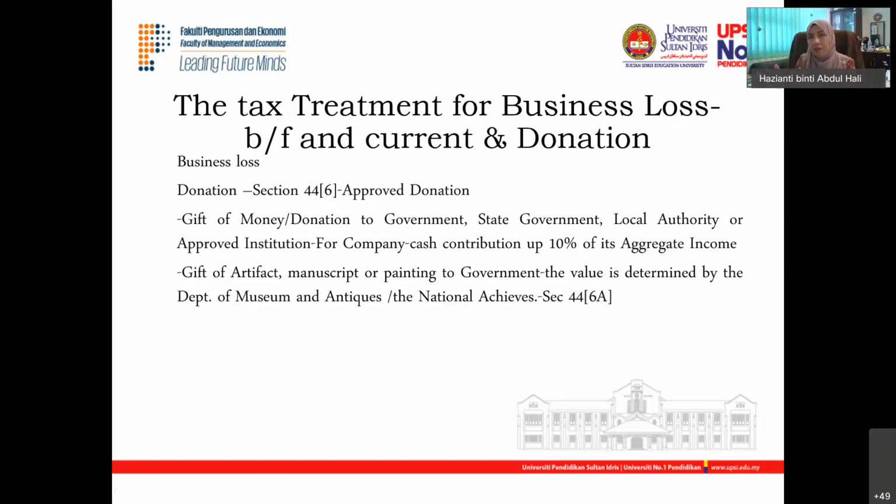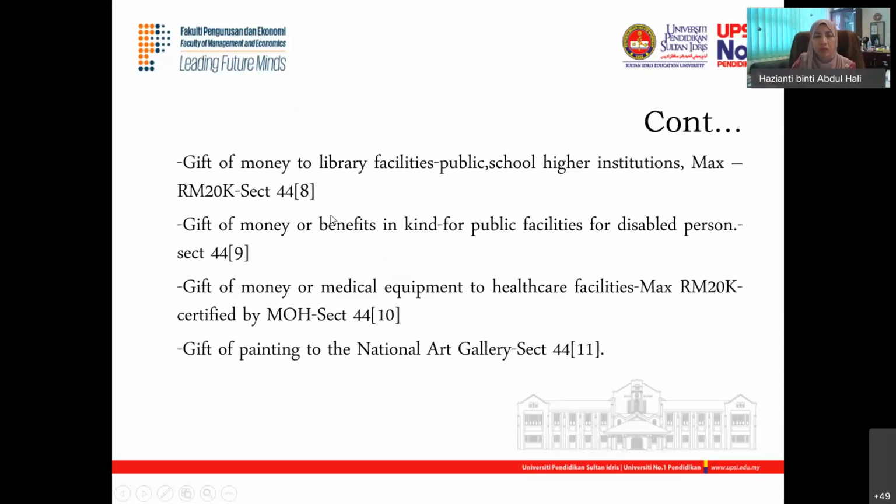So this is actually motivated by the income tax payment lah, because if you donate more, especially to approved donation, unapproved tak boleh lah. If you donate to the government, state government, that will give you deductions. Gift of money or artifacts to the government, gift of money to library facilities, and some company they donate to library, to public school, to higher institution, to university, so they can get exemption or certain deductions from the income tax. Okay, medical equipment boleh juga, benefit in kind for public facilities for disabled person.